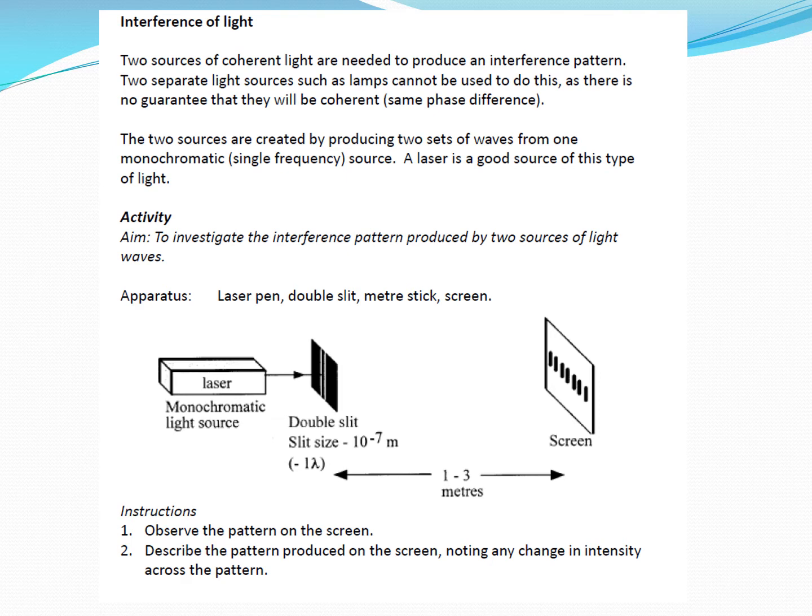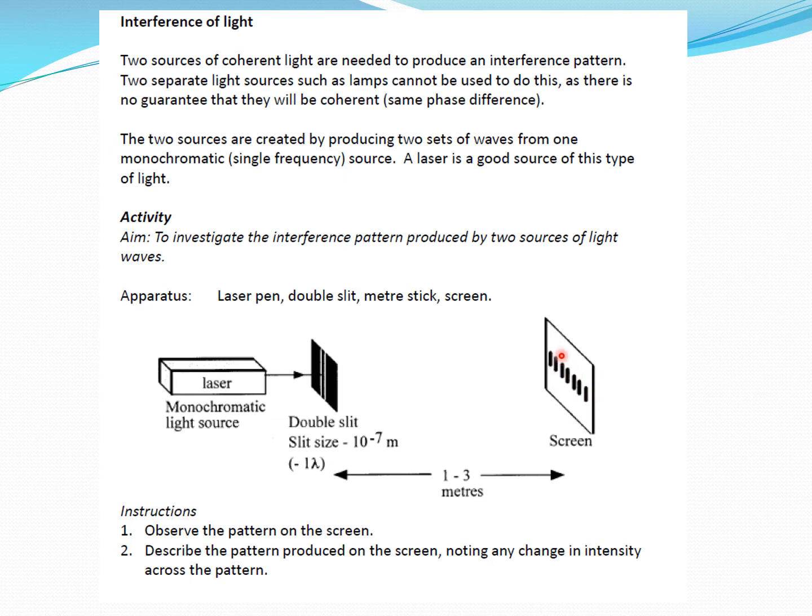So what we usually do is we get a laser and we shine it through a double slit. What it does is it just takes the laser light and splits it into two. So the light coming out of these two slits is exactly the same. They are coherent. And we shine it on a screen.